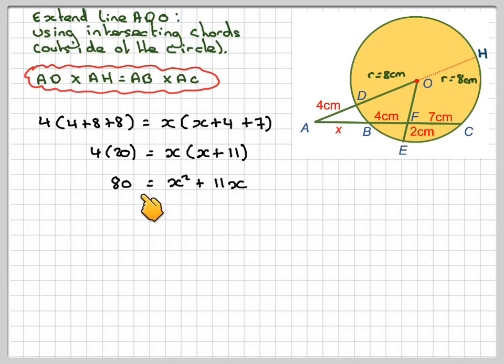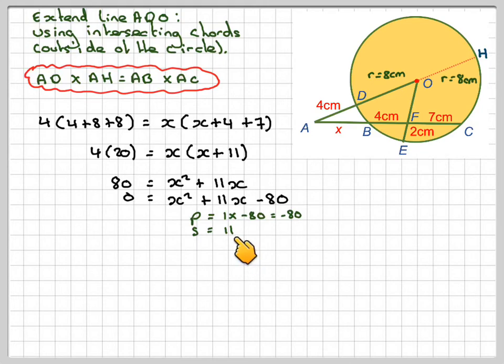Quadratic, so to find the solution of that, we're going to put it equal to 0. So we're going to have x squared plus 11x minus 80 is equal to 0. Now you can either solve this using the quadratic formula, but it does actually factorise. The product will be 1 times minus 80, which is minus 80. The sum is 11. We want two numbers. When we multiply them together, we get minus 80. And then when we add the same two numbers, we get 11.